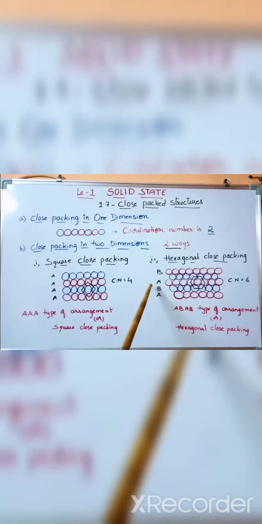Next we move to hexagonal close packing. In this type of packing of spheres, the second row of spheres is placed in a staggered manner such that the spheres fit in the depressions of the first row, isn't it? If we call the first row A type, then the second row is different from the first row, so it is called B type.